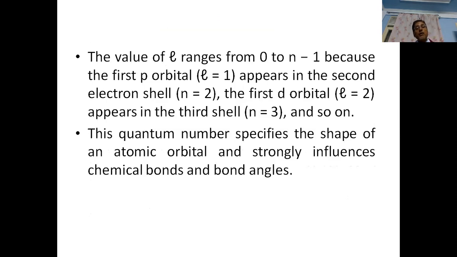The first p orbital appears in the second electron shell, that is n is equal to 2. Similarly, the first d orbital, l equal to 2, appears in the third shell, that is n equal to 3, and so on. This quantum number specifies the shape of an atomic orbital and strongly influences chemical bonds and bond angles.